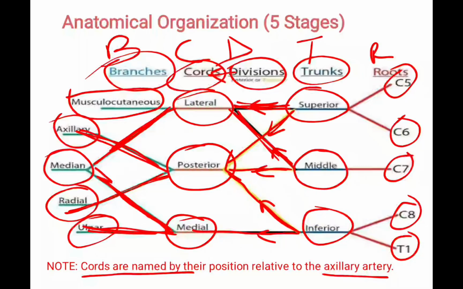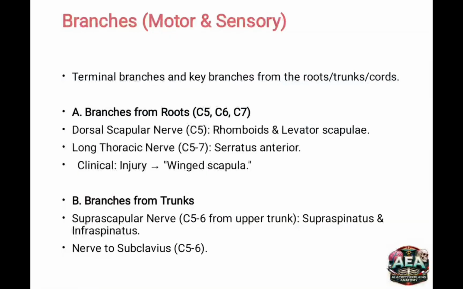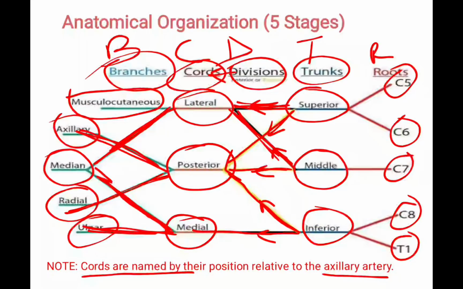These are the 5 major terminal branches of the brachial plexus. Now the branches, like we said, the terminal branches and the key branches of the root, trunk, and cords. Now if you look at this, there are other branches. There are other branches aside the major branches.